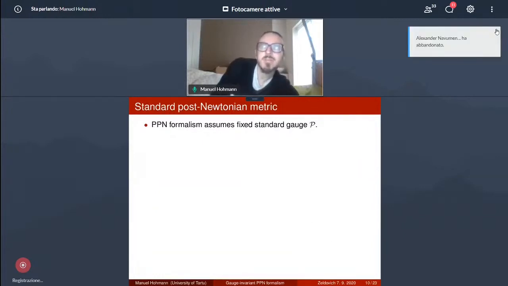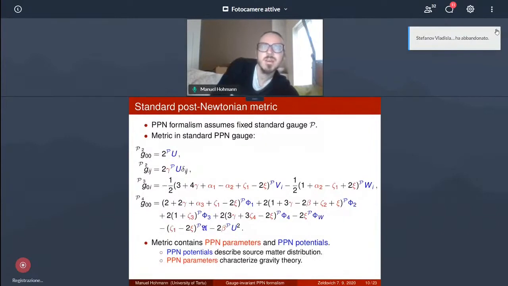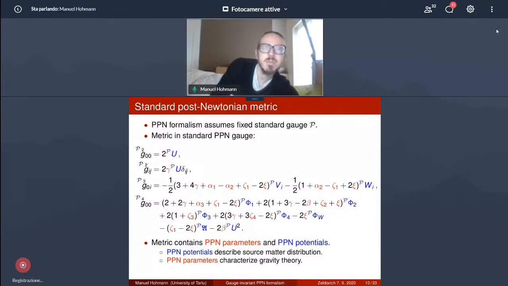Now, in the PPN formalism, we assume a particular fixed gauge, which is called the standard PPN gauge. And in this gauge, we assume that the metric takes a particular form, which is given by these equations. So what are the objects that appear here in the metric? The ones marked in blue are the so-called PPN potentials, which are basically integrals over the source matter distribution, while the other ones, the PPN parameters marked in red here, characterize the gravity theory. So these are constant parameters that depend on the theory.